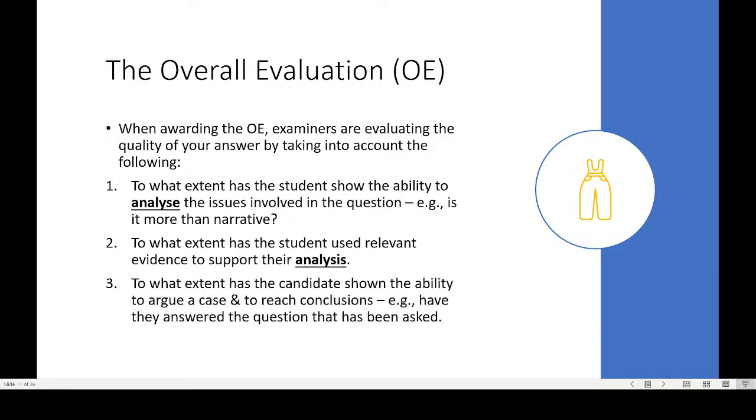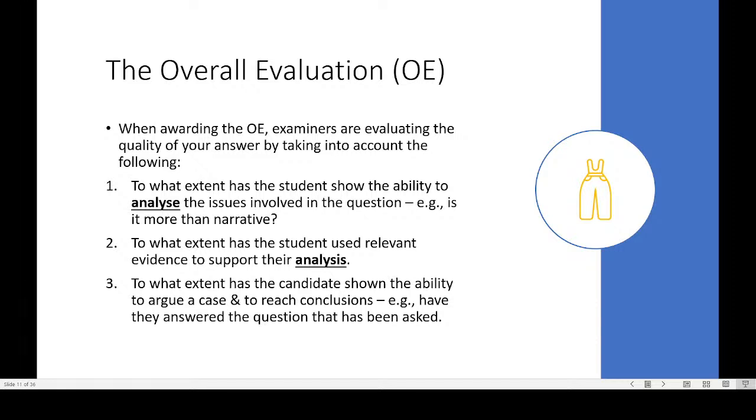And then finally, to what extent has the candidate shown the ability to argue a case and to reach conclusions? E.g., have they answered the question that has been asked? So it's once again in each paragraph, and if we look at our essay with the OE, we're not looking at each paragraph, we're looking at our essay as a whole. We need to be drawing conclusions. We need to clearly state our argument against the essay title. We need to provide analysis throughout the essay, and then we need to reach a conclusion towards the end. So they're difficult skills to do.